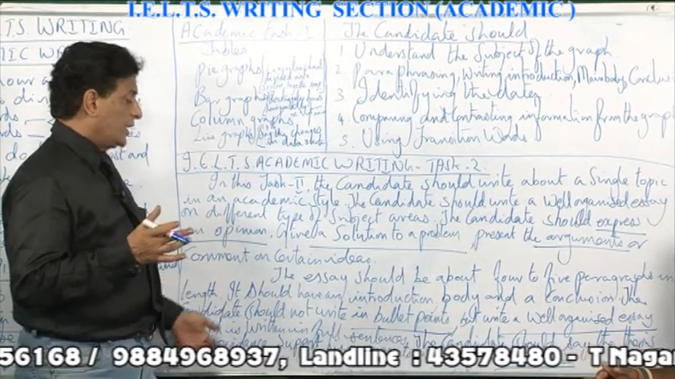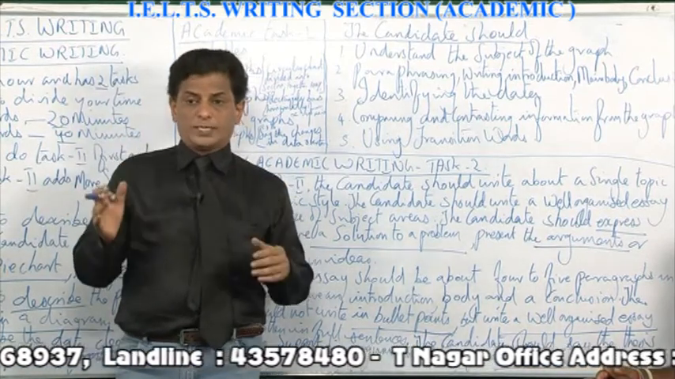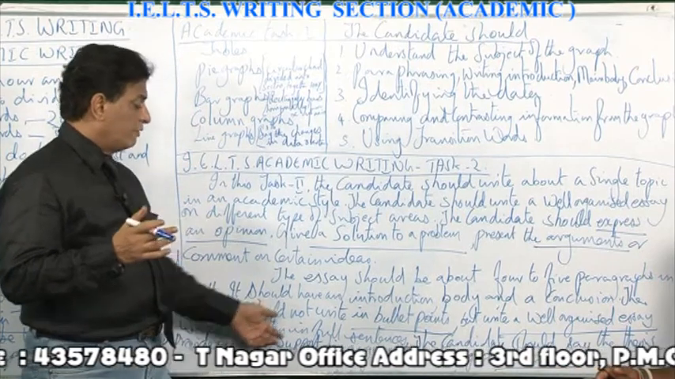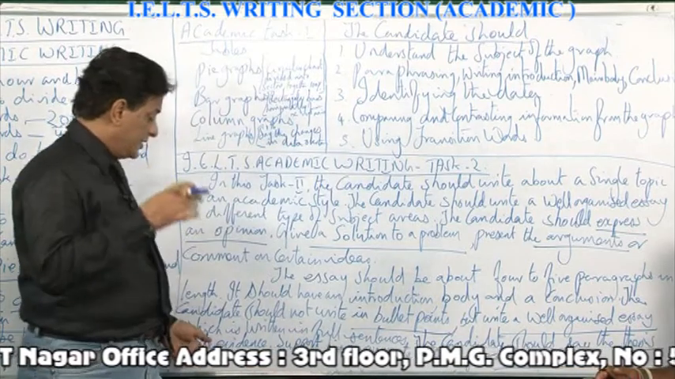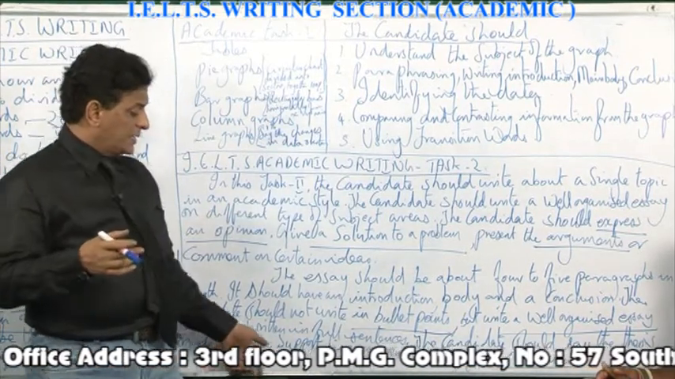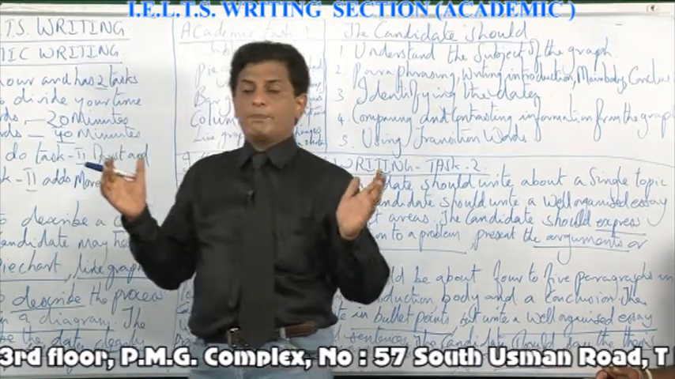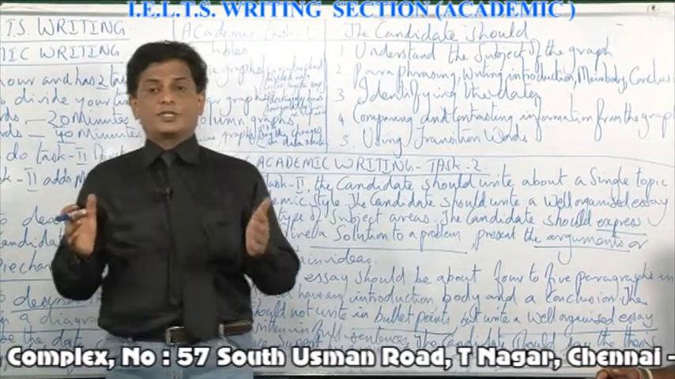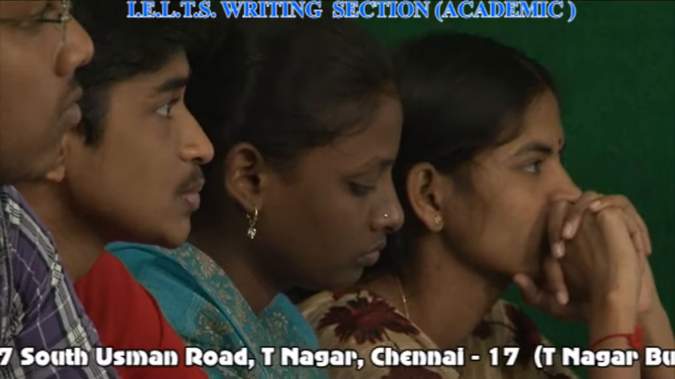The candidate should not write in bullet points. You should not write point by point. You should write a well organized essay in full sentences. The candidate should state the thesis, provide evidence, and support his argument with a good conclusion. So, a thesis should be formed and he should argue and give evidence for his thesis with supporting ideas, and you can come to a conclusion. So, this is the academic writing.